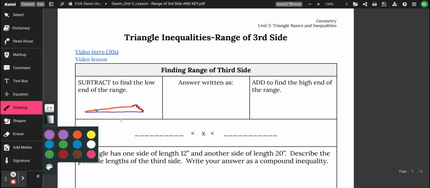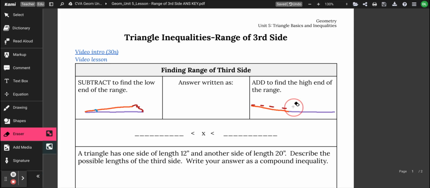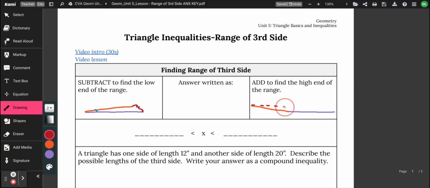On the other side of the spectrum, say that we have our purple side and our orange side, but now we're going to open this angle up all the way so that it's almost a straight line, but not quite. Now we're looking at this side. Look at how long that side got. Let me try to make that a little straighter. This side has now gotten very long, much longer than this side here.